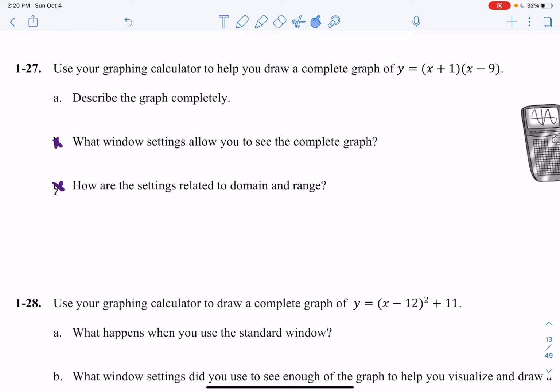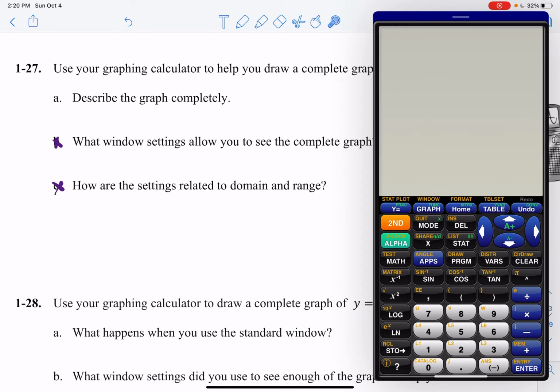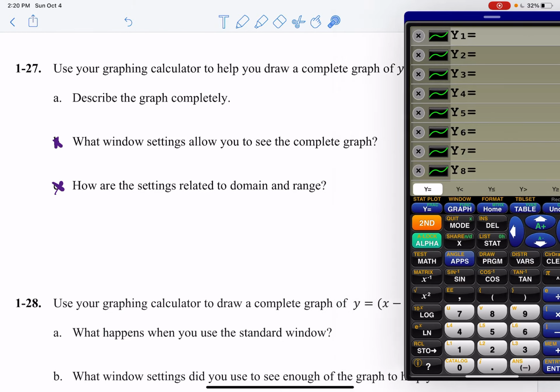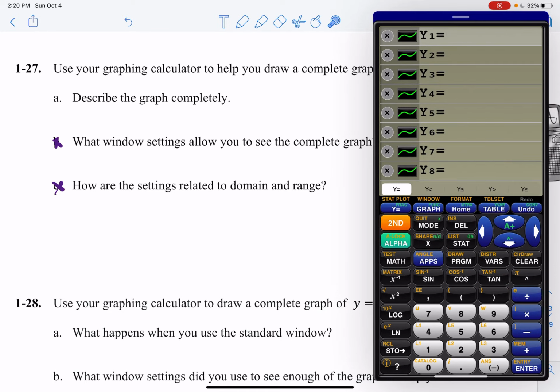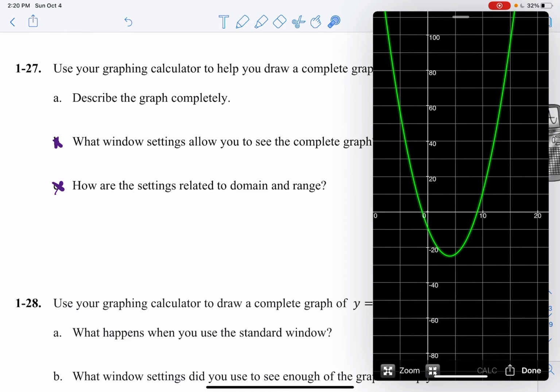If you have not used your graphing calculator yet, you can. Or you can also type this into Desmos. So when I go to my graphing calculator, there is the button right up here that says y equals. So I'm going to click that, and then I'm going to type in x plus 1, x minus 9. And now, if you just look up here on this line on your graphing calculator, you'll also see a button that says graph. So I'm going to graph it. I'm going to adjust here a little bit.